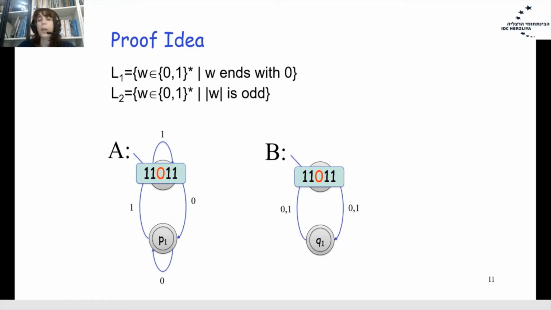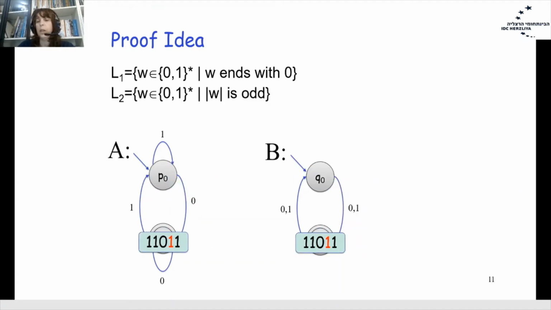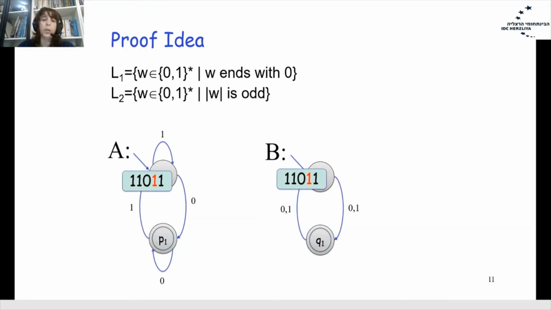Now we have an input letter 0. We move from P0 to P1 and from Q0 to Q1. In automaton A with 1, we move to P0. In the second automaton B, we move also from Q1 to Q0, and we have a last input letter.